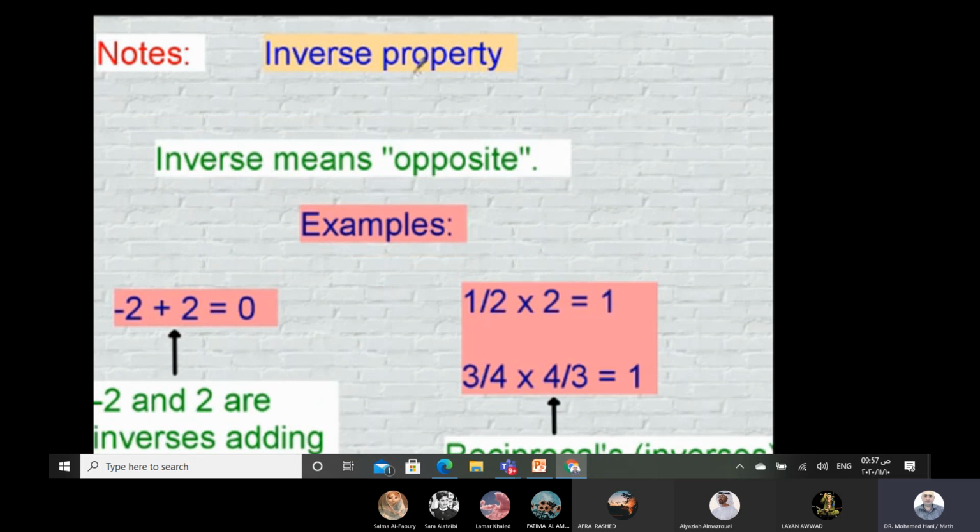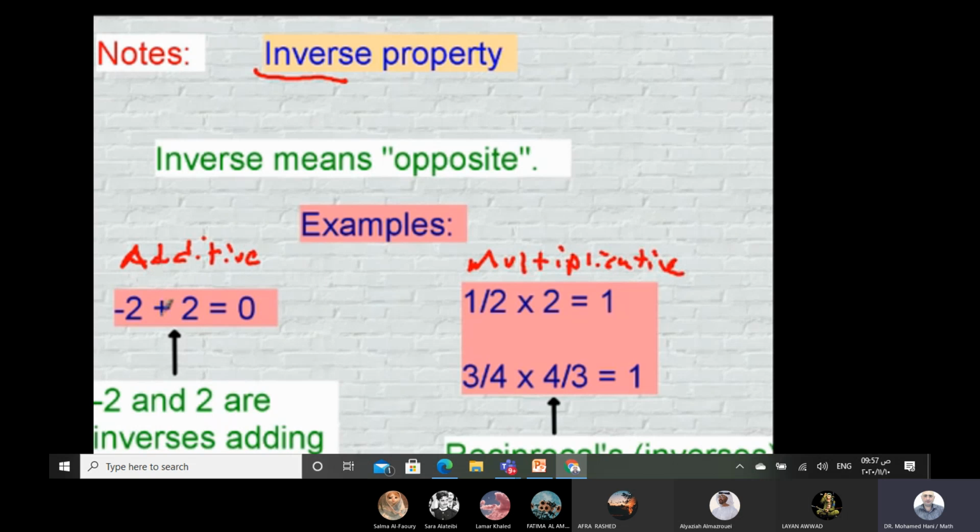Next up, we have the inverse property. And inverse just means opposite. All right? And inverse is a number we combine with another number to get the identity. So there are two different inverses for a number. There's the additive inverse, and once again, there's the multiplicative inverse.